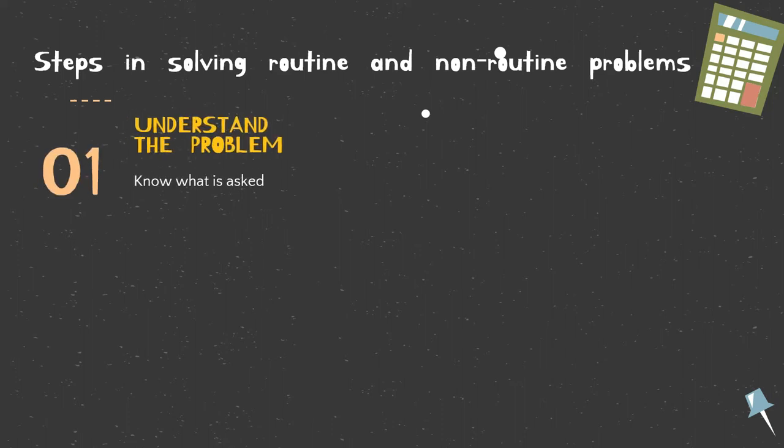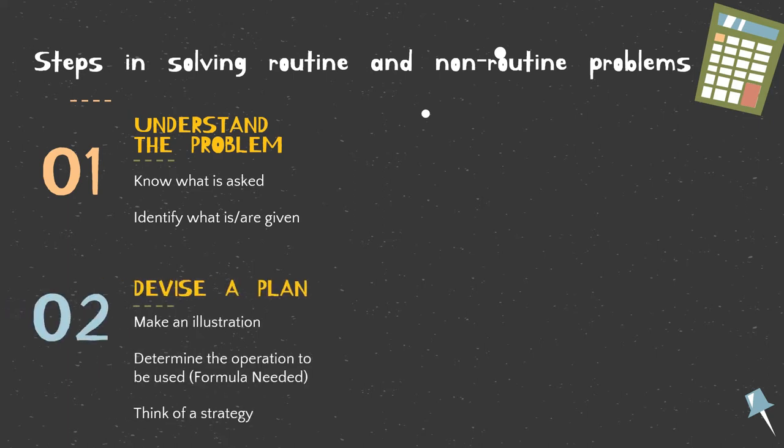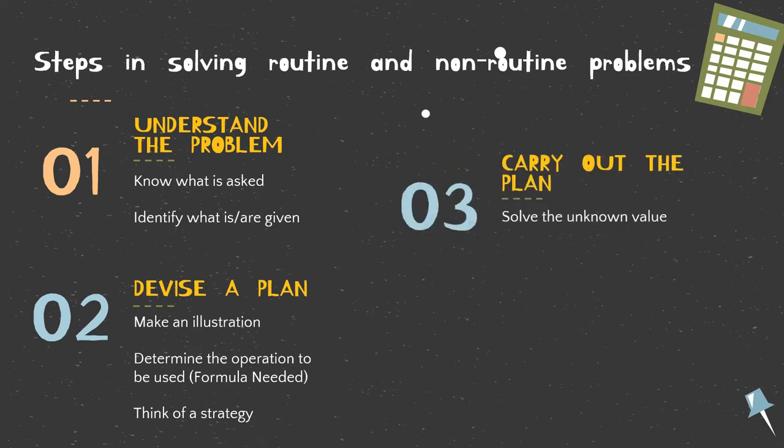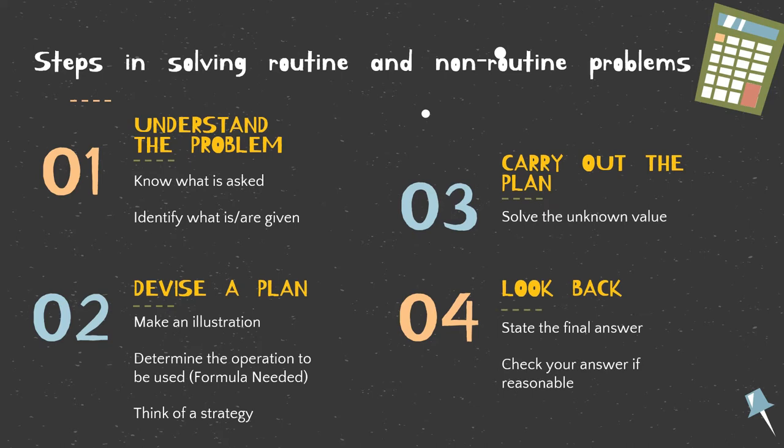First, understand the problem by knowing what is asked and identifying what is or are given. Step 2, devise a plan by making an illustration, determining the operation to be used or the formula needed, and thinking of a strategy to solve the given problem. Next is to carry out the plan by solving the unknown value, and lastly, look back by stating the final answer and checking if your answer is reasonable.